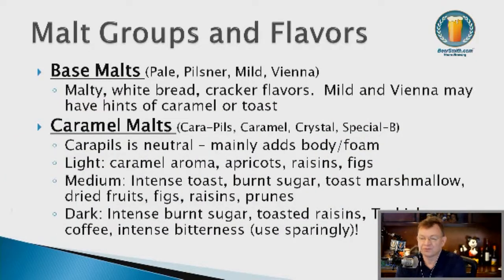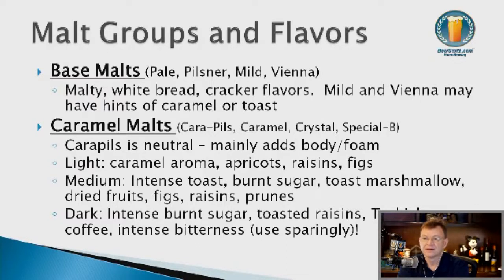I'm going to walk through the malt groups and talk a little bit about flavoring. The base malts, pale, pilsner, mild, and Vienna, generally have, obviously, a malty flavor to them, but they have a white bread, cracker flavor. The mild and Vienna have a little bit of caramel or toast in them. But they don't pick up a lot of the fruity flavors that you'll get from a caramel malt, for example.